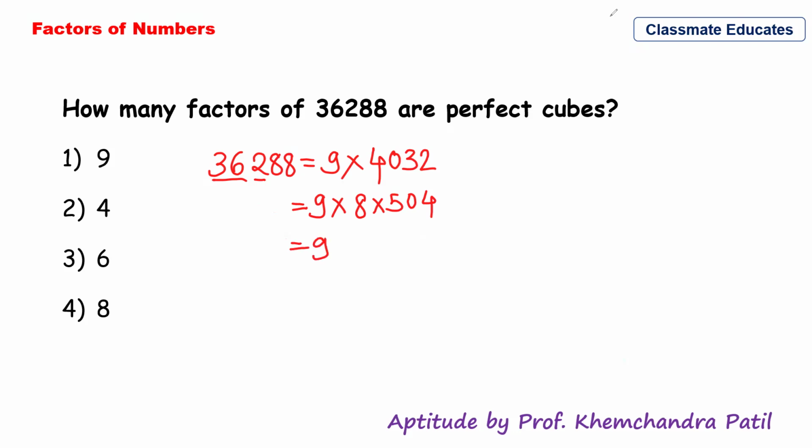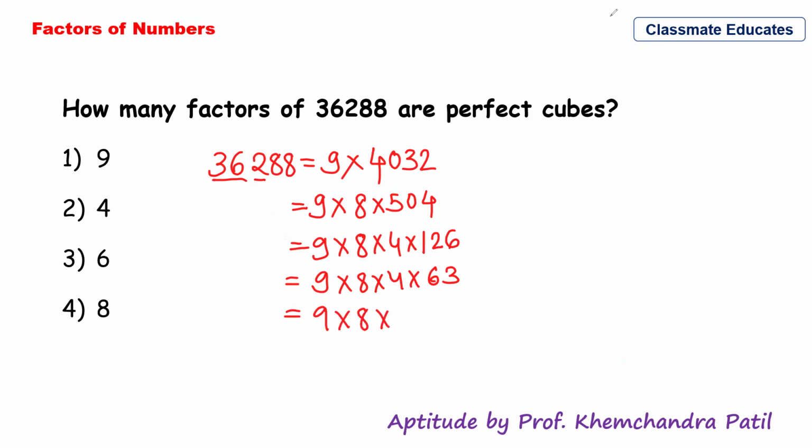Again this is divisible by 4. So if you divide by 4, 4 1s are 4, 4 2s are 8, 4 6s are 24. Again, this divides: 9 into 8 into 4 into 2, if you divide by this, we get 63. So 9 into 8 into 4 into 9 into 7. Let's write it down. So this is 432. So this is 2 raised to 5 we got. This is 9 into 9, that is 3 raised to 4 we got. And this is 7 raised to 1. So this is what you got.